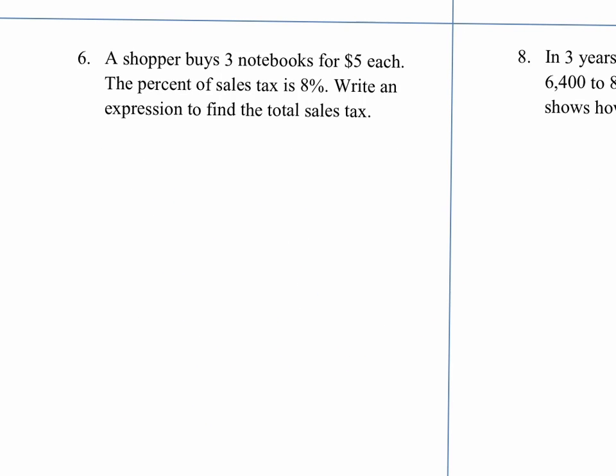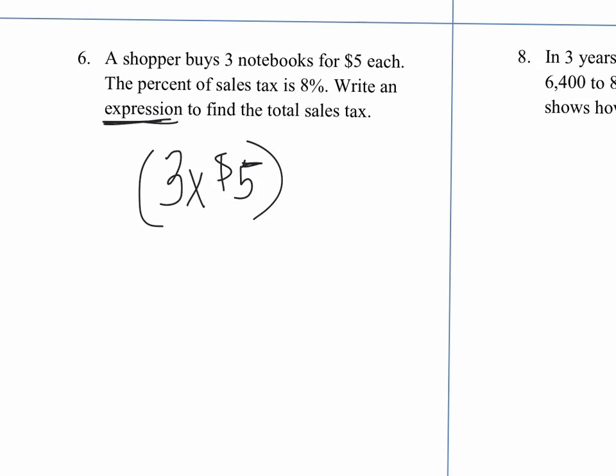Number 6. A shopper buys 3 notebooks for $5 each. The percent of sales tax is 8%. Write an expression to find the total sales tax. An expression is a problem that would allow you to solve this problem. First, you need to find out how much money was spent on the notebooks. You bought 3 notebooks for $5 each. That would give you, inside the parentheses, the answer of 15. But in an expression, we just need to write what the problem would be.